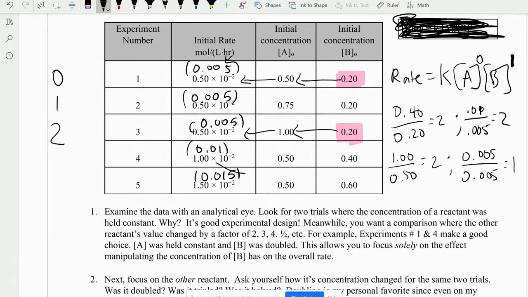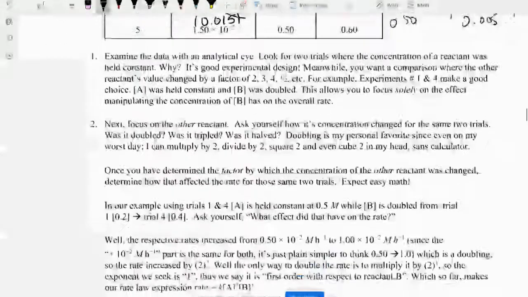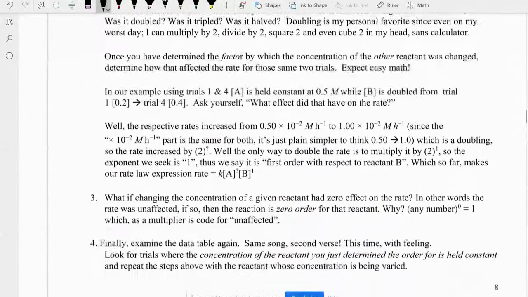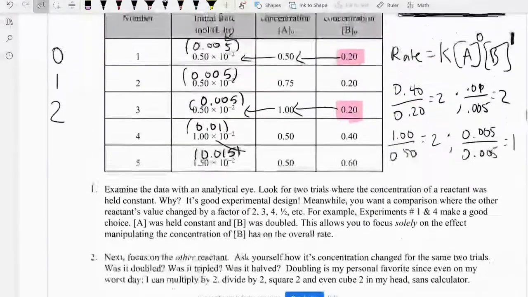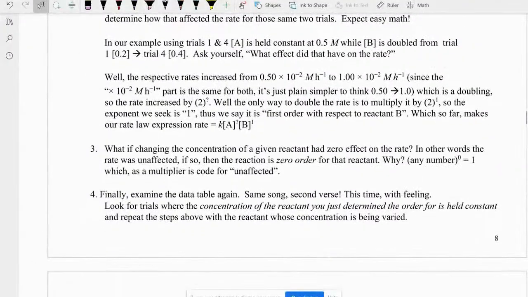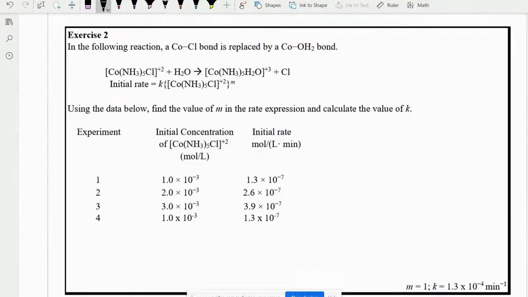Okay, I know that was really quick, and you can see here that I put in quite a bit more detail and wording. So I encourage you, please go back and reread steps 1 through 4 at the bottom of page 8. Okay, let's give it another try. At the top of page 10, let's do exercise 2. And you can tell here with the reaction that is given, they're telling us that the cobalt chloride bond in the reactants is going to be replaced by the cobalt hydroxide bond in the products.